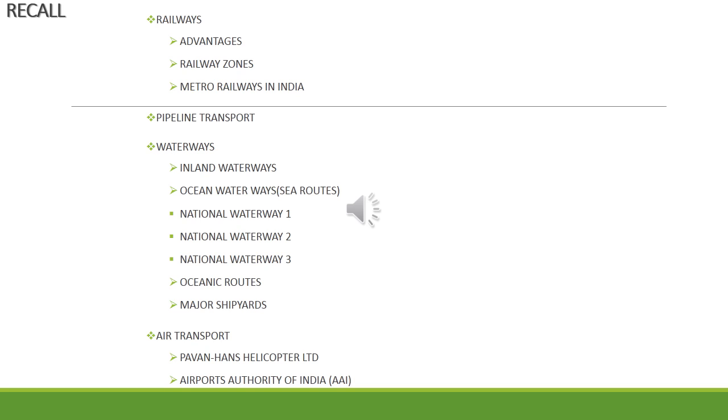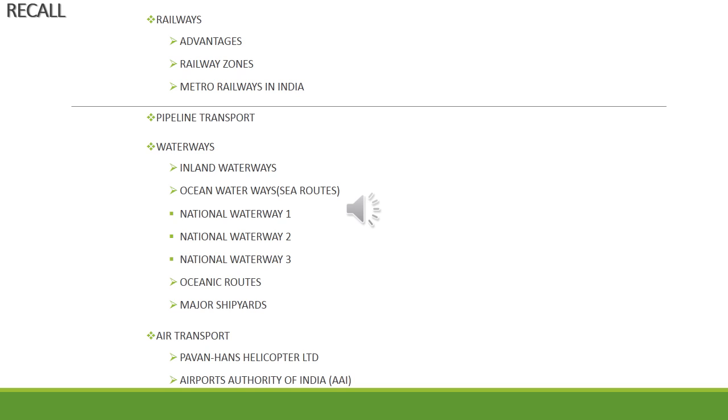Pipeline transport is used for transporting liquid material, especially oil and natural gas. Then we discussed waterways, an important mode of transport for both passenger and cargo traffic in India, the oldest and cheapest means. Water transport is classified as inland waterways and ocean waterways. Inland waterways take place in the form of rivers, canals, lakes and backwaters. The major national waterways are National Waterway 1, 2 and 3.